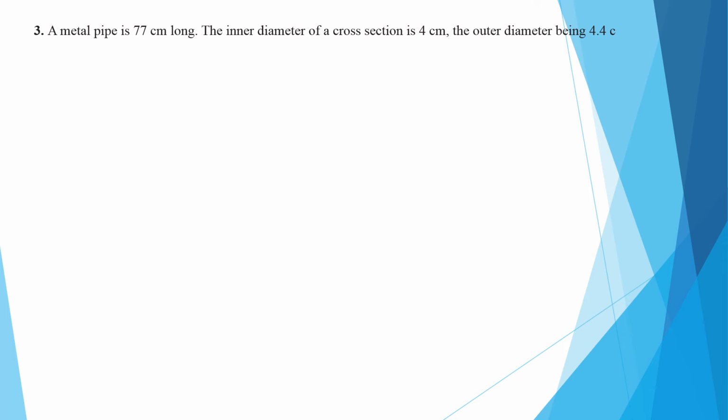Now see the next question, question number 3. One metal pipe is 77 centimeter long, and the inner diameter of the cross section is 4 centimeter, and the outer diameter is 4.4 centimeter.